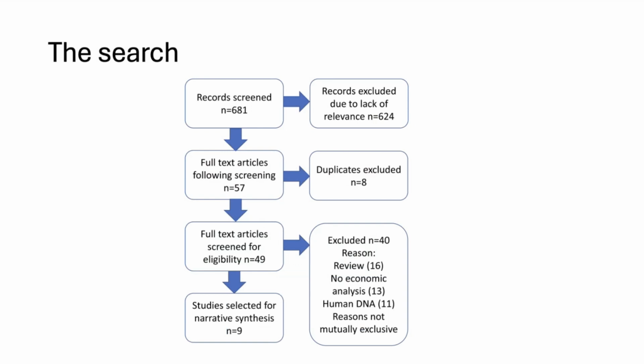So I won't dwell on this too much, but to say the search strategy yielded 681 hits, which were eventually whittled down to 9 included studies, which were selected for a narrative synthesis. And the quality of these was assessed using the Drummond-Jefferson checklist, which I found quite interesting. I think it was originally developed as a checklist to improve the quality and reporting of economic evaluations in healthcare.